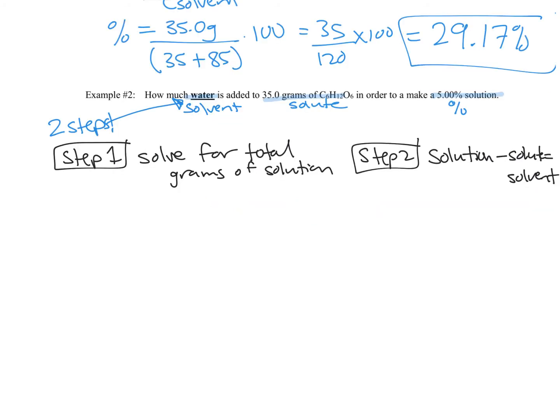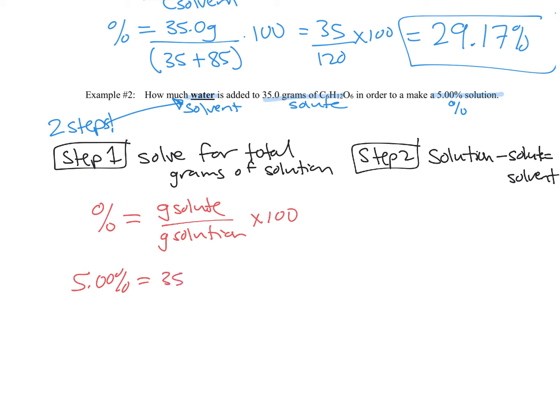So step one would be to first solve for the total grams of solution. I'm going to use our new formula today, percent by mass: percent equals grams of solute over that total grams of solution times 100. And from my example 2, I can plug in the percent. We know our solution is 5% glucose. We know glucose is our solute of 35 grams. And then I'm just going to do X as representing my total.